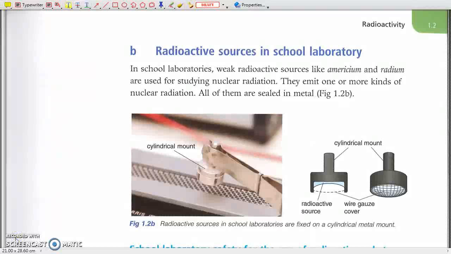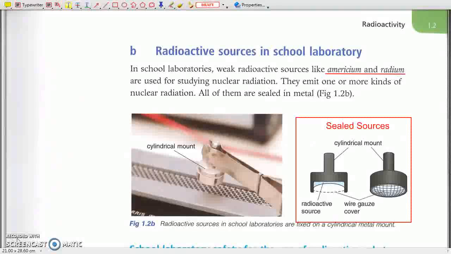B. Radioactive sources in school laboratory. The school has weak sources like americium and radium for physics experiments. They are shielded sources with wire gauze to avoid direct contact.